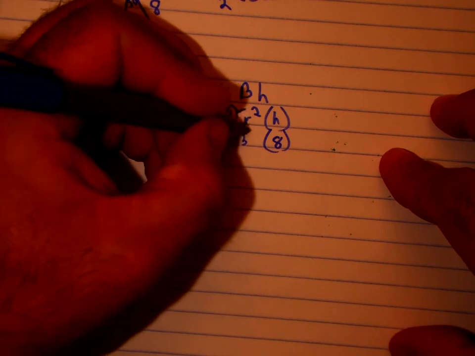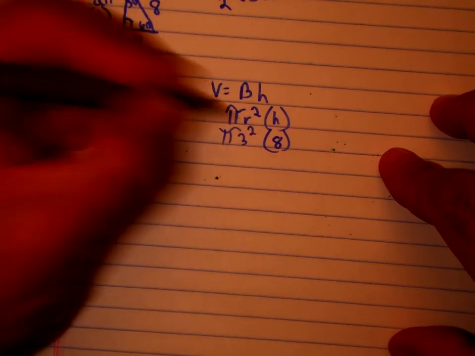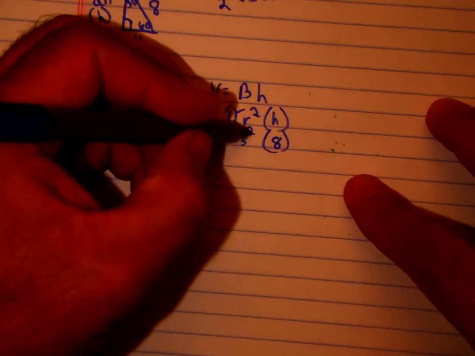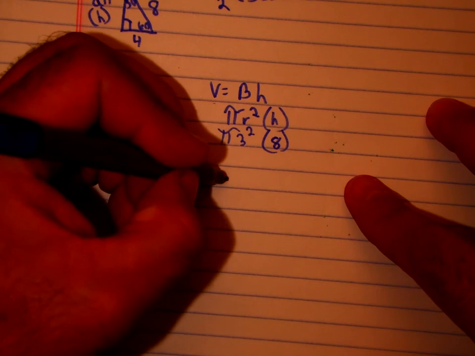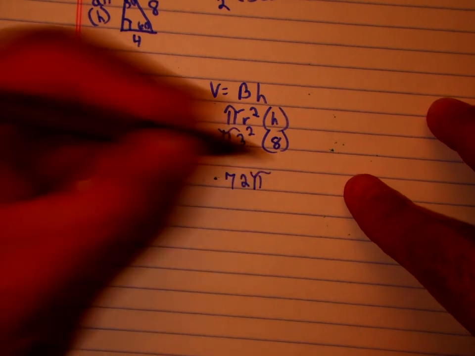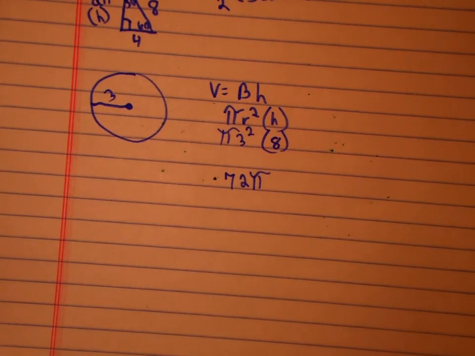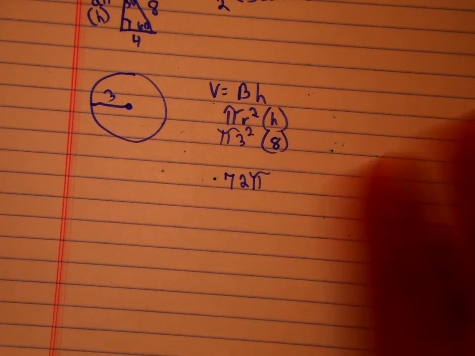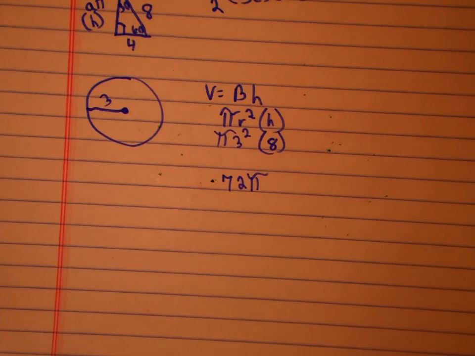I have 3 squared and pi. When I do this, hopefully you know that this becomes 9. 9 times 8 is 72. The answer is 72 pi. The only time I change it to a decimal is if they say round your answer to the nearest tenth. Otherwise, you want to keep your answer always in pi.